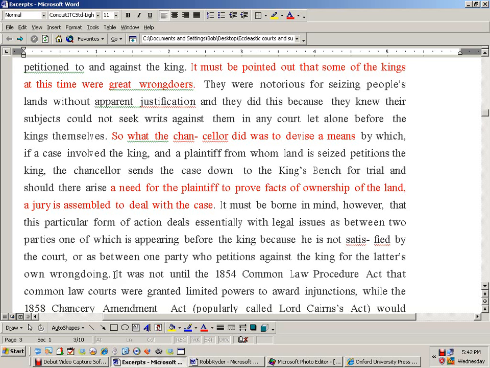The Chancellor sends a case down to the King's Bench for trial, and should there arise a need for the plaintiff to prove the facts of ownership of land, the jury is assembled. Okay. But again, it started with a petition to the chancellor, not a court case.